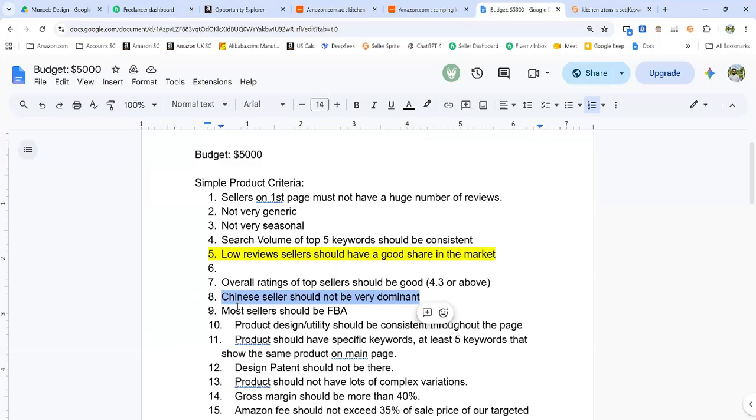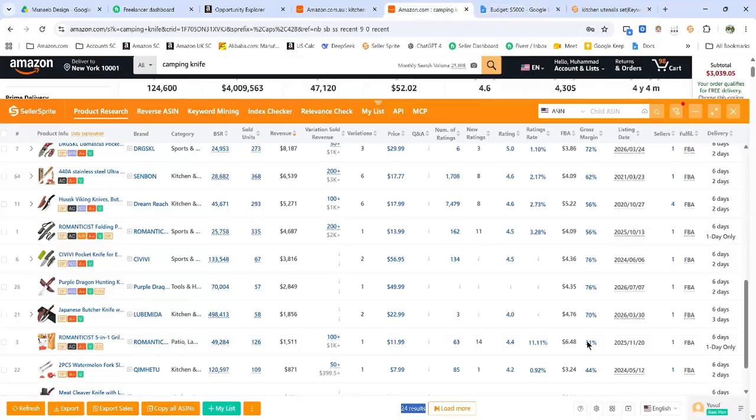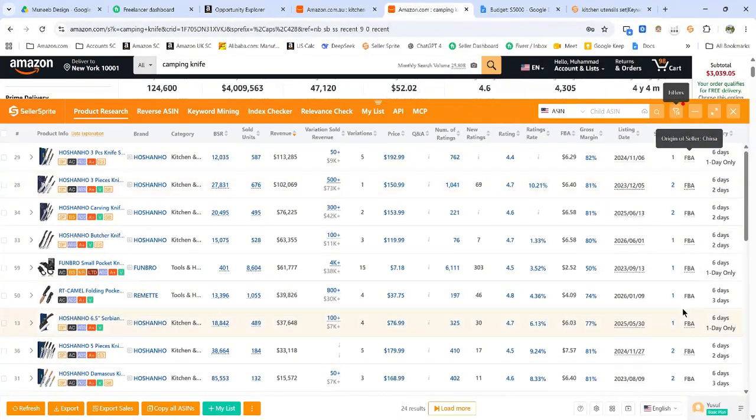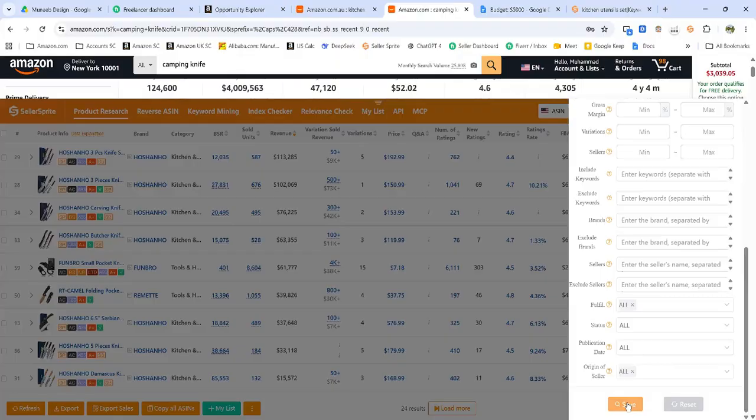Okay, most sellers should be FBA. Again, this is a valid point because if there are, let's remove the filter.